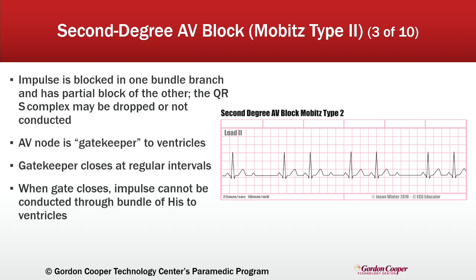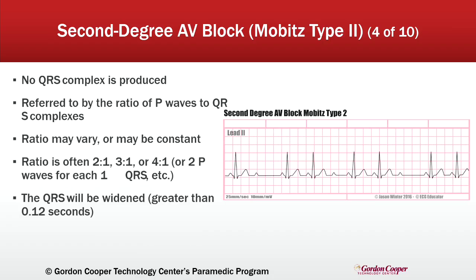Now, remember the AV node, that gatekeeper to the ventricles. It controls whether the electrical impulses can pass from the atria to the ventricles. So when the gatekeeper, that AV node, decides that the impulse shouldn't be conducted to the ventricles, it closes the gate. When this happens, the impulse can't be conducted through the bundle of His and to the ventricles. Now, in heart block situations, especially with second degree type 2 or third degree, this is what's happening. The gate is closing at certain intervals, blocking the impulses from getting through, causing the ventricles to miss a beat or a few beats, and possibly leading to an irregular rhythm or even a complete block where the atria and the ventricles are completely out of sync.